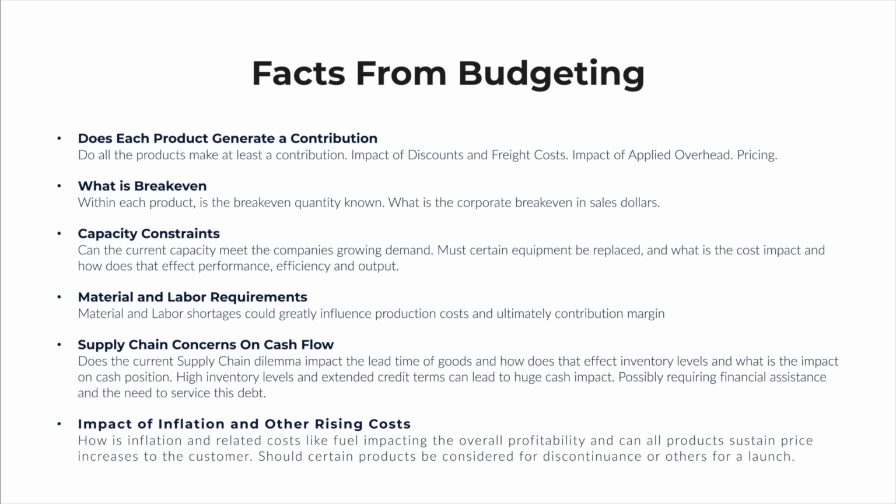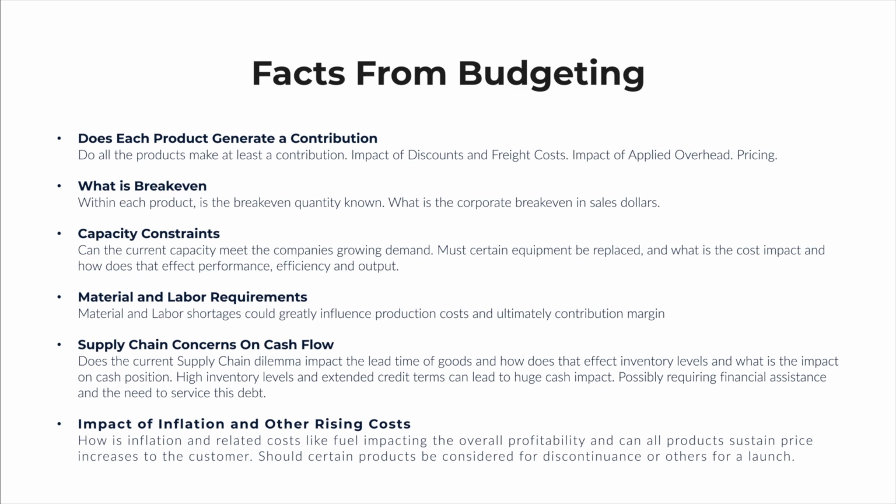Another important factor is what is break even? And within each product, there's a break even quantity in either units and or dollars that needs to be known. And what is the corporation break-even ultimately in dollars? These are all factors that come out, and budgeting, or accurate budgeting, is the conduit to helping to define these numbers accurately and in a clear fashion so that the corporation understands where they are and what they need to do.